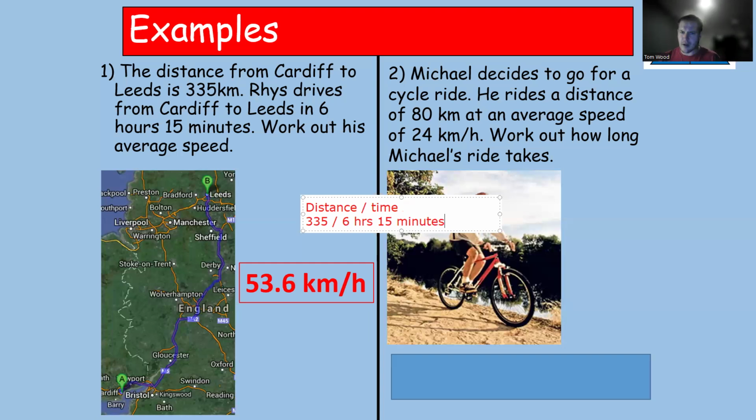But hopefully now you can spot it's just a bit more work. So in this case, 6 hours and 15 minutes. 15 minutes is a quarter of an hour, and a quarter is always 0.25. So if I type in this sum, that will take me straight to my answer of 53.6. Very common that people might put in 0.15.